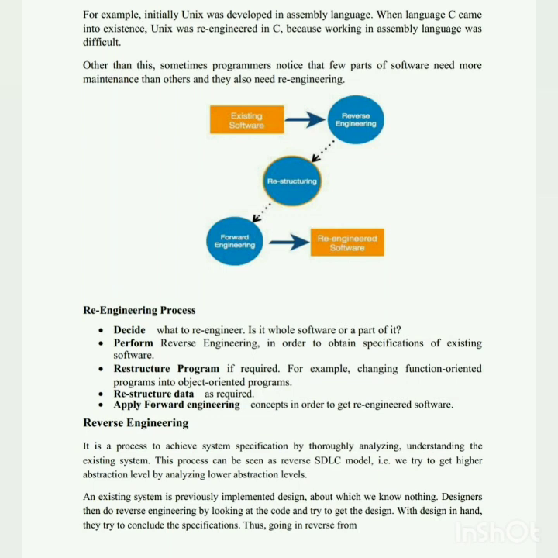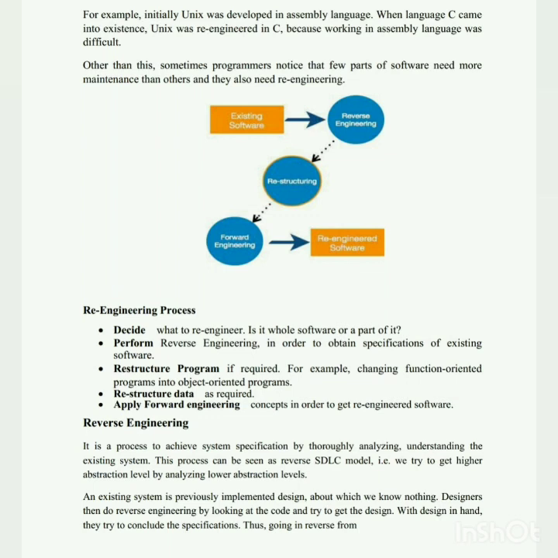Once the restructuring of the program and the restructuring of the data are done, we have applied the reverse engineering, and we have decided where we have to perform the re-engineering. That means actually applying the forward engineering, in order to get the re-engineering of our product or software. Now we will see what is reverse engineering.